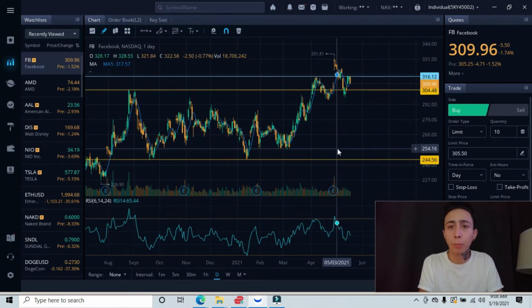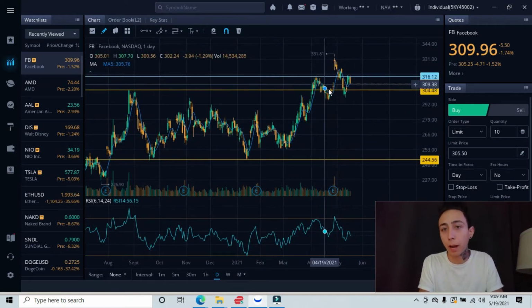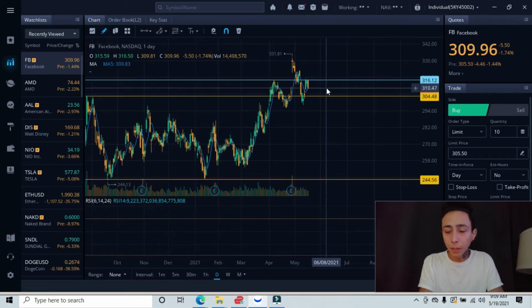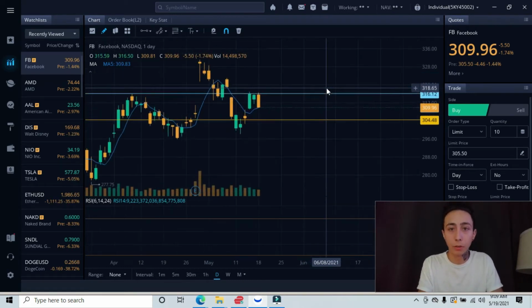So these are both heavily tested areas. We finally just broke out of this channel. You can see that we broke out, came back underneath, tested that resistance, and gapped all the way up here, and now are slowly creating this downward trend. And this leaves us to where we're at right now. So let me go ahead and zoom in.